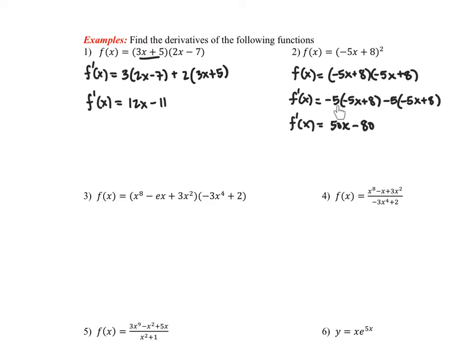Now, how did I get 50? Negative 5 times 5 is 25x. Same thing over here. I'm just going to double that to 50x. I get negative 40 and another negative 40, which makes negative 80.